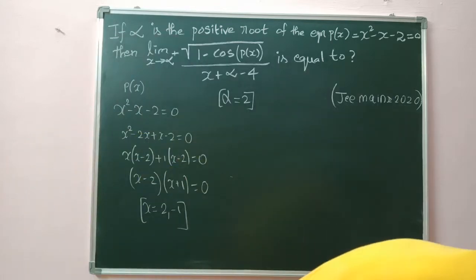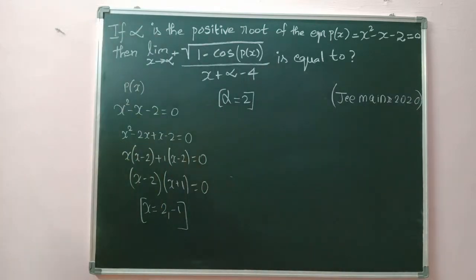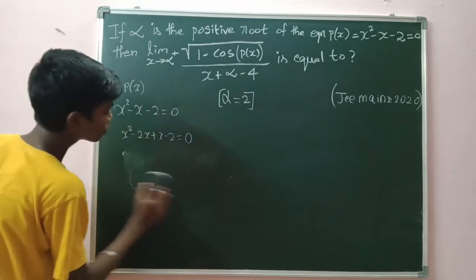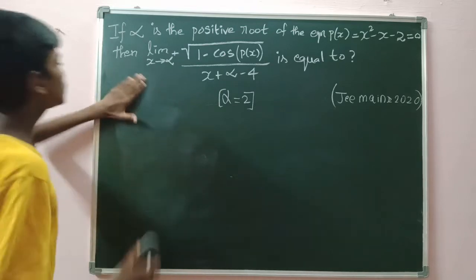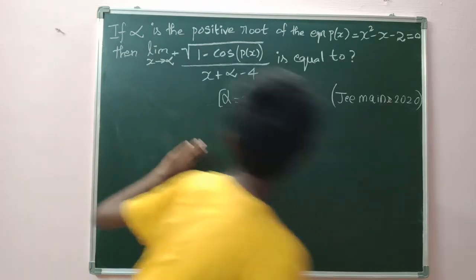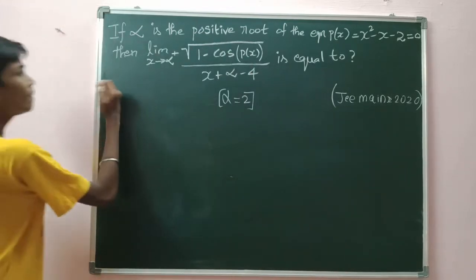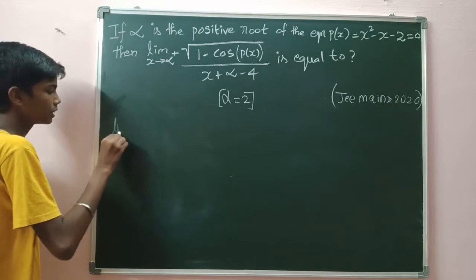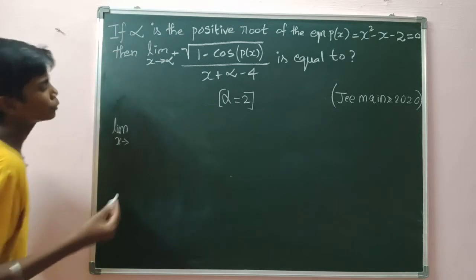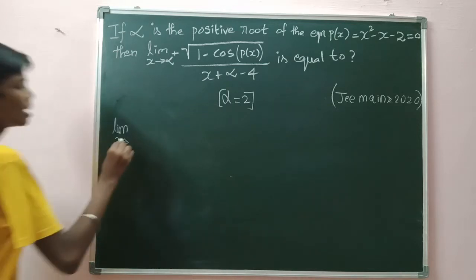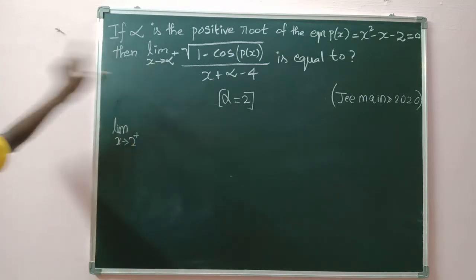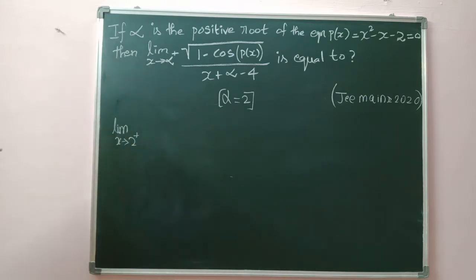Now after this, I will rub out this equation, because this equation is not much important. I just solved it in order to find your alpha value. Now it's going to be very simple, guys. What you are going to do is put the value of alpha in this particular limit. When you put the value of alpha in this limit, I will get the same limit as x tends to alpha plus. Alpha plus means positive alpha, so what is your alpha? That is 2. So I can write it as x tends to 2 plus.